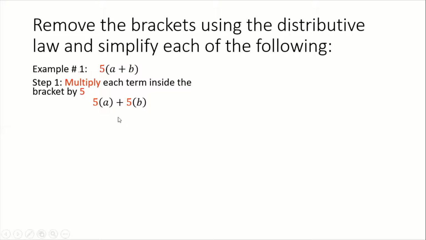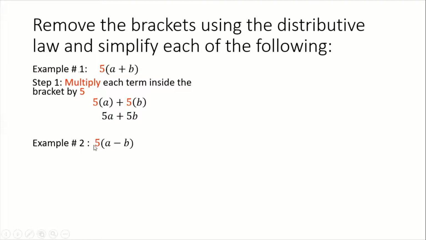Now we can simplify this. So 5 times A will give us 5A, and 5 times B will give us 5B. So our final answer is just 5A plus 5B. Why? These two terms are unlike terms. They cannot be combined to give one term. So we leave it as such. Let's look at a second example.